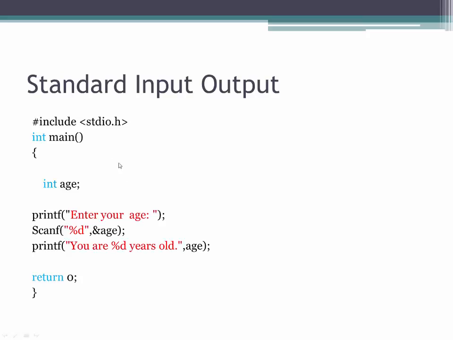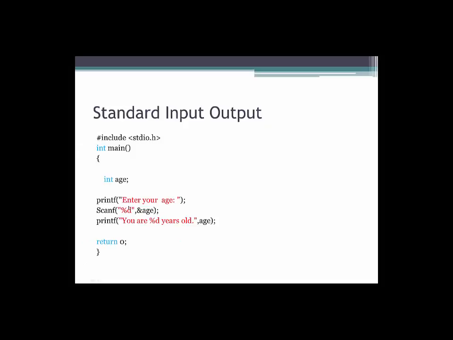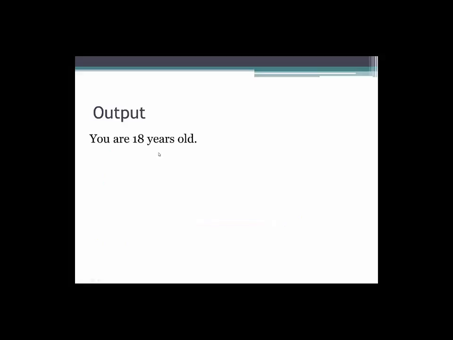And for the standard input and output, we want to enter our age, and scanf is going to be our input and printf will be our output. And I will type 18 and the result shown will be like this.